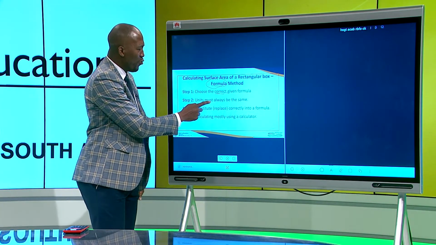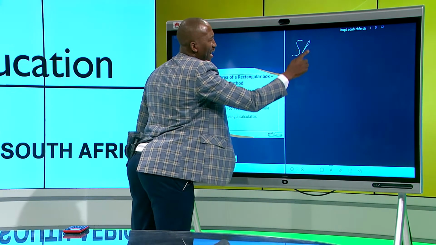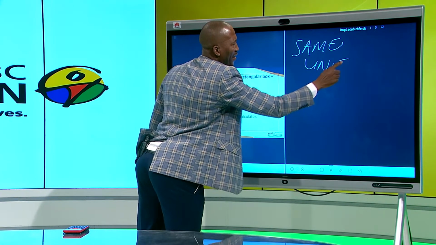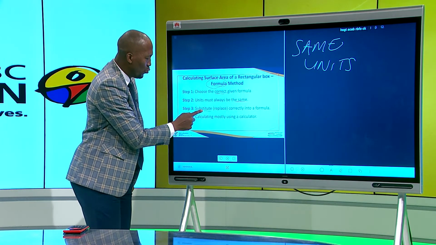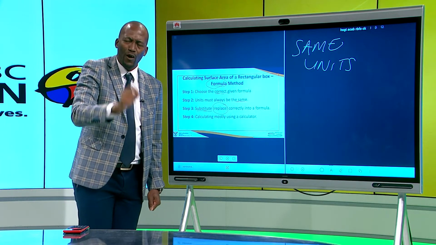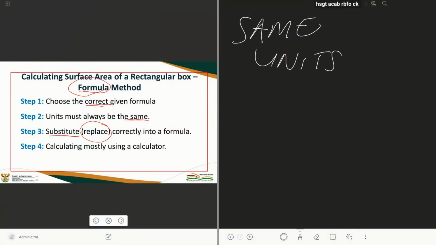Step number 2, the units must always be the same. There is our issue of the same units. Once the units are the same, your calculations are going to flow. Then you go to step number 3, you substitute, meaning that you replace correctly. You must substitute the right value in the right position. Step number 4, calculating, mostly using a calculator. When we calculate, we'll give you a little bit of complex values, then you need to utilize a calculator.